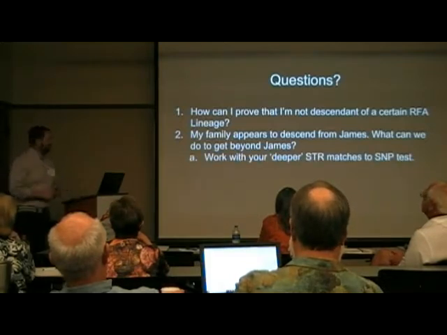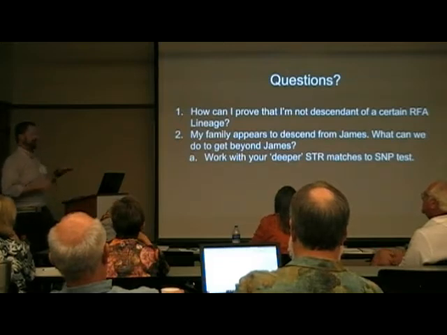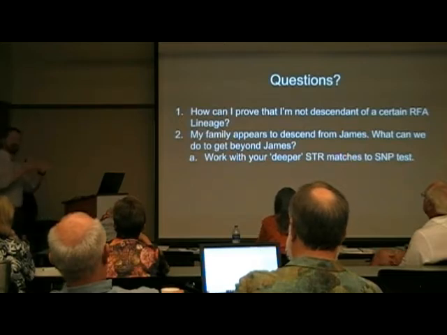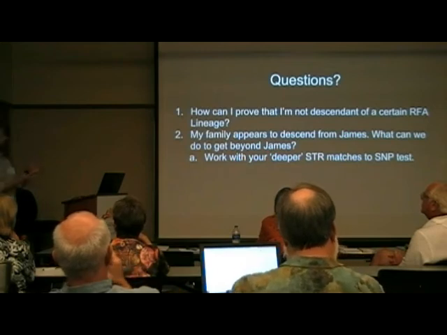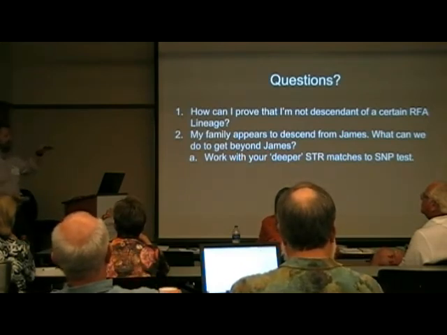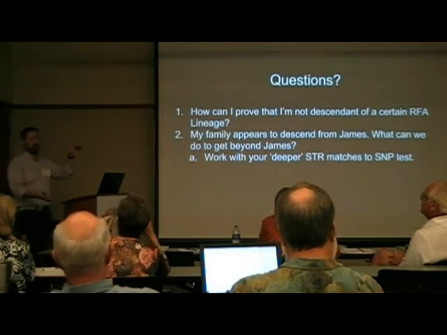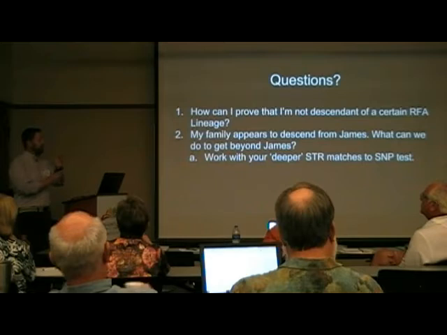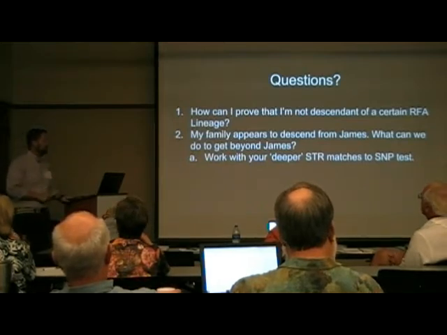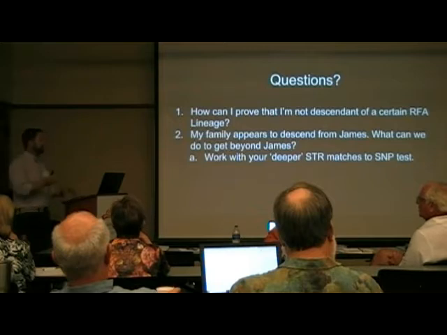And the best I can do to answer this is to suggest that folks in James's line, or whoever else's line, work with their deeper matches. So they will have close matches that connect to them within the last couple of 100 years. But if you look at your more distant matches, the people that match you at 9 or 10 markers out of 111, they may be Reynoldses, they may not. But it would be good to get in touch with those people.